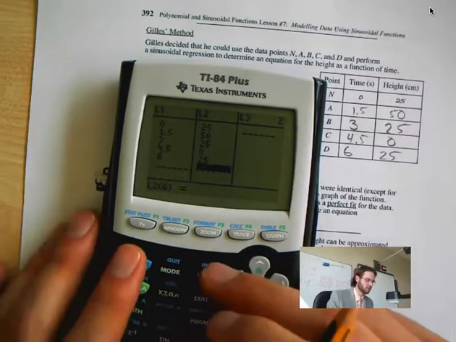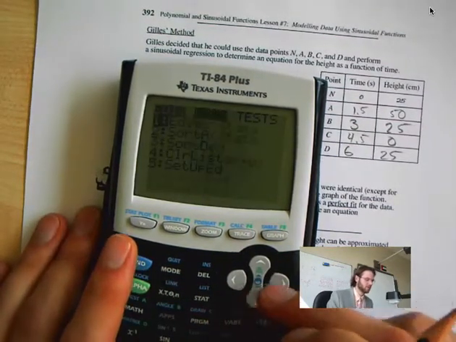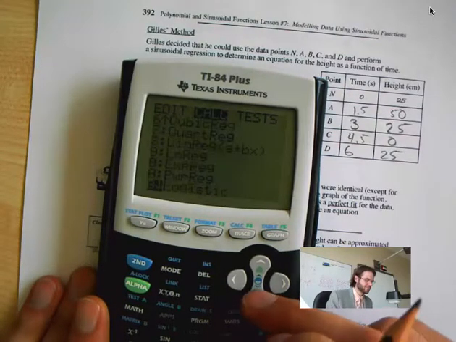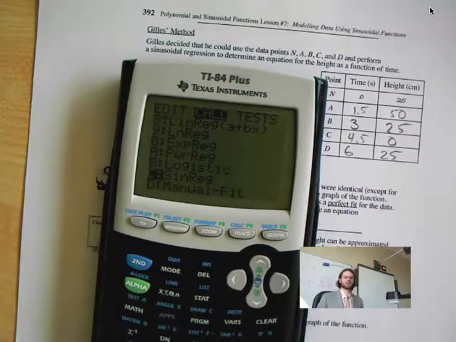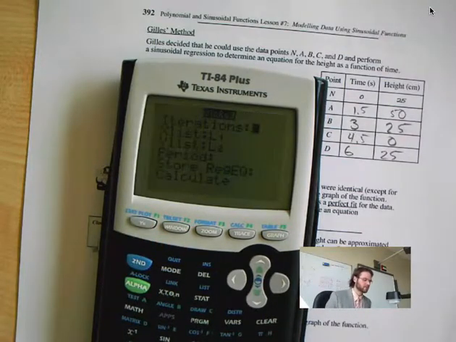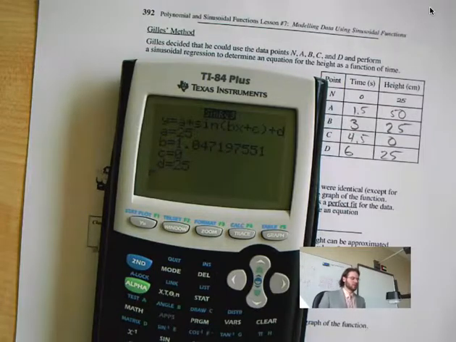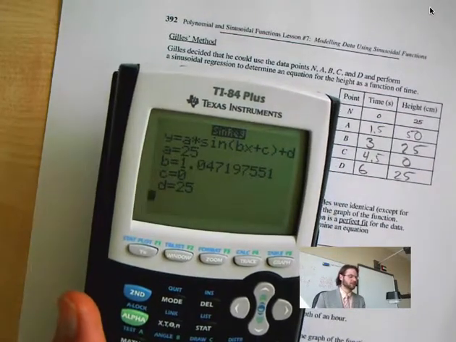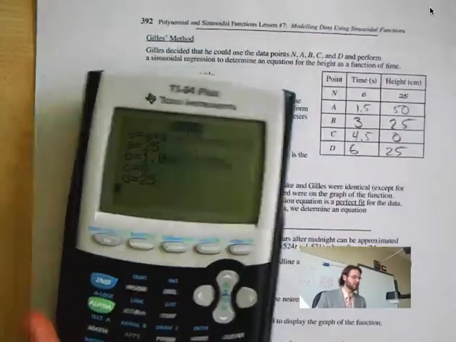Now we're going to go stat, over to calculate. And what kind of regression do we want? A sinusoidal regression, sine regression. And there we go. That's how he found the formula. A is 25, B is that. So that's how he found the formula there.